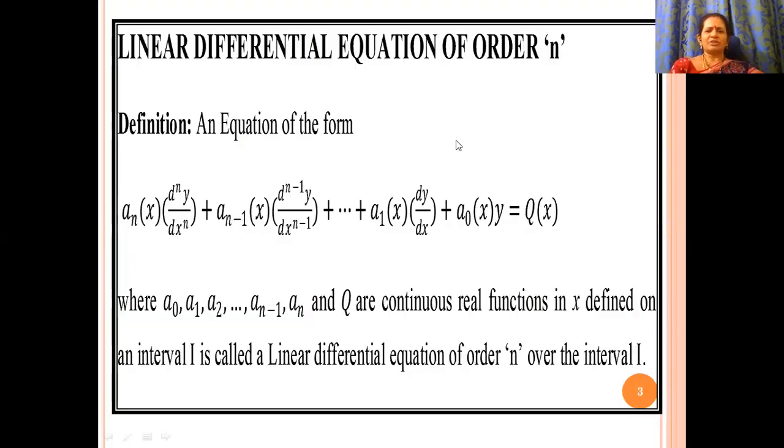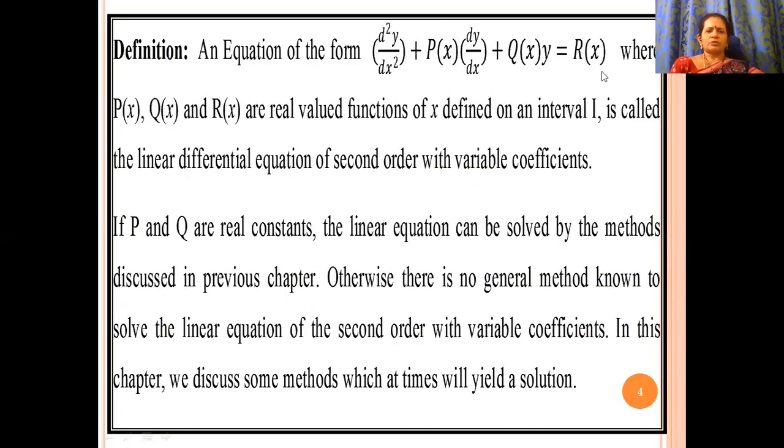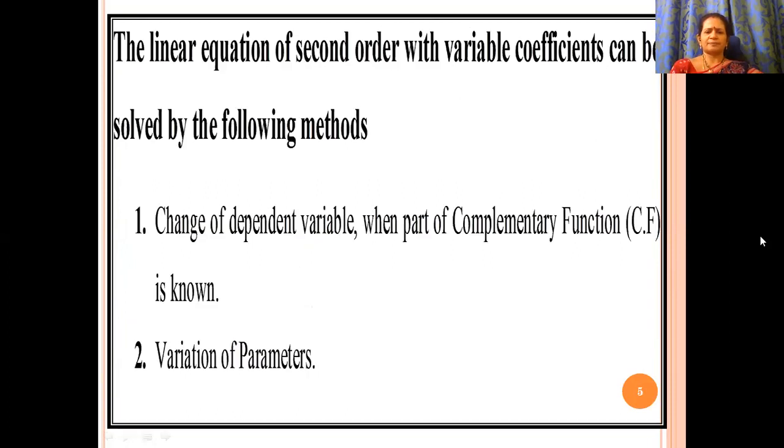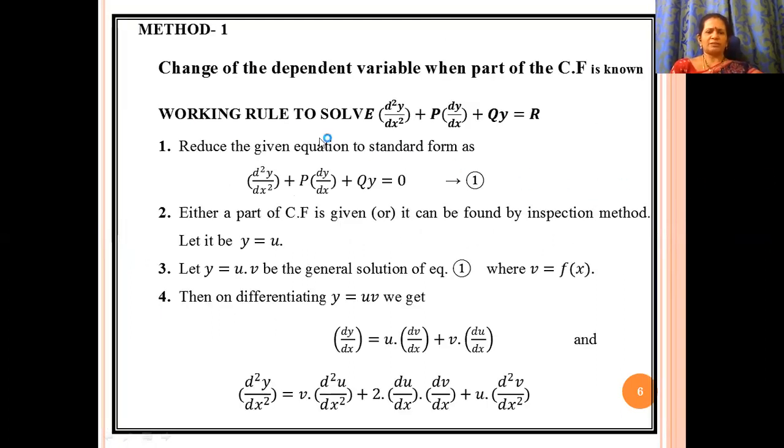So, linear differential equation of order n. This is a linear differential equation of order n. So this is called a linear differential equation of second order with variable coefficients. A linear equation of second order with variable coefficients can be solved by the following methods: change of dependent variable when a part of the complementary function is known, and variation of parameters.